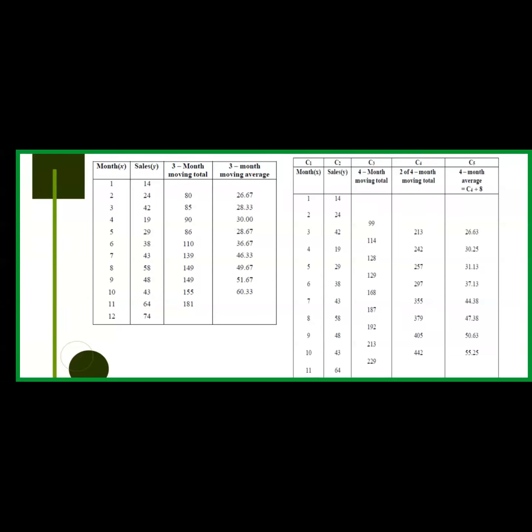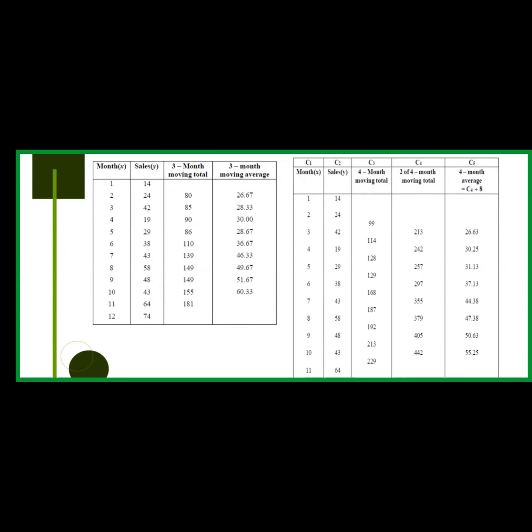So let's continue. You will do it again. 24 plus 42 plus 19 plus 29 is 114. So exactly, we pick 2, 3, 4, 5. So it will be in the middle of 3 and 4. So in the middle of what? 42 and 19. Hope you are following.